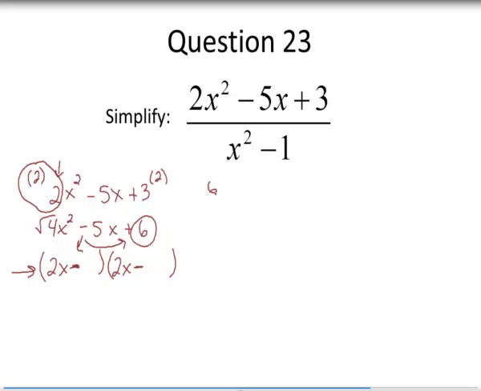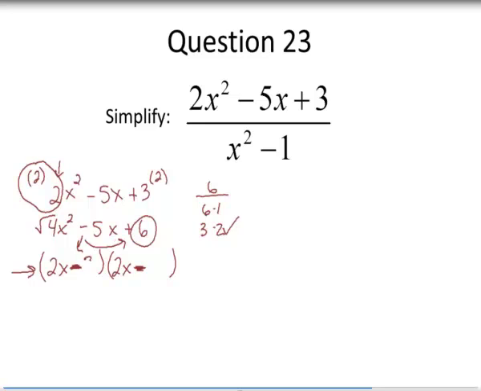So what are some factors of 6? 6 and 1, 3 and 2. 3 and 2 are the ones I'm going to pick right here because they add to 5. You with me? They could add or subtract. It depends on these two signs right here. This one's negative and this one's negative, so in this case they're both going to add because they're both the same sign. Yeah, if the signs were different, then they would subtract.